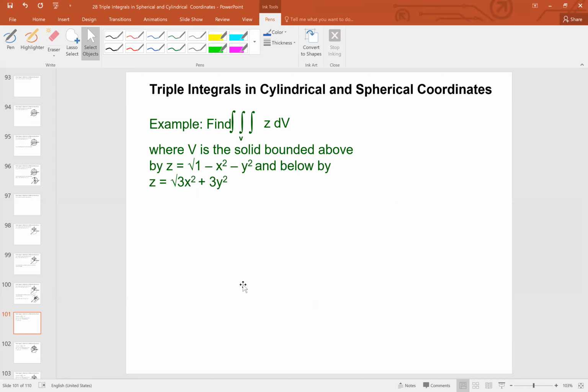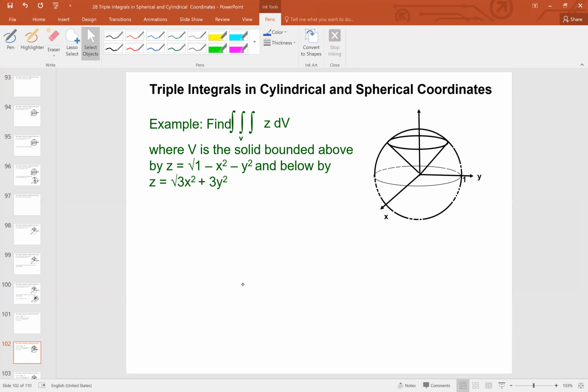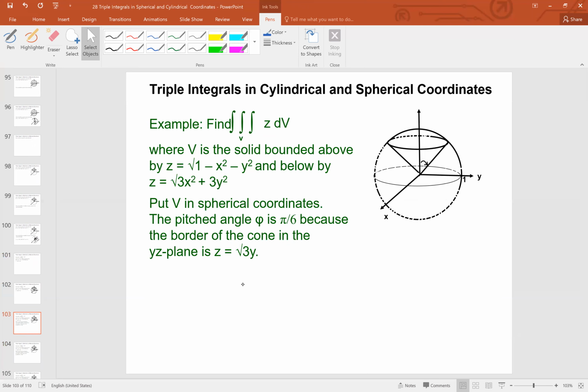Right now everything is in rectangular coordinates x, y, z, so we want to convert everything to spherical coordinates. Again, there is the sphere of radius 1, and below it is this quadratic surface, which is cone shaped.